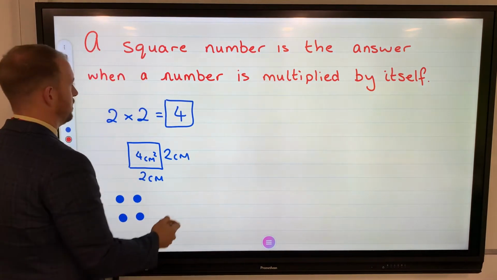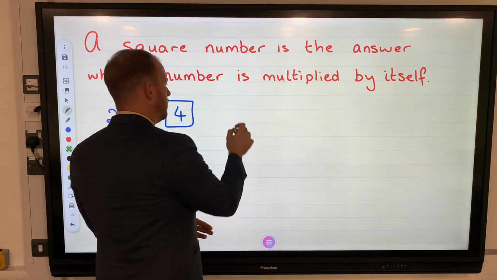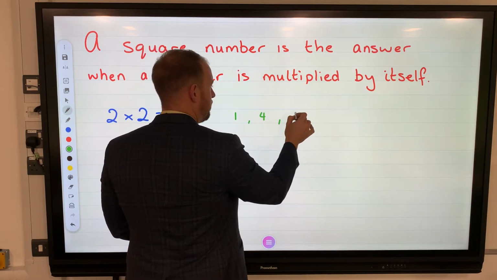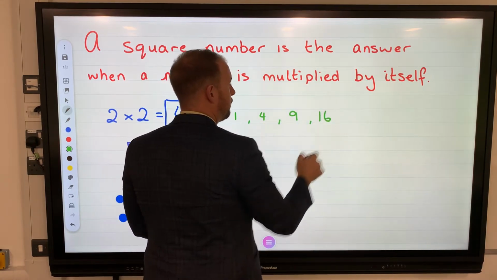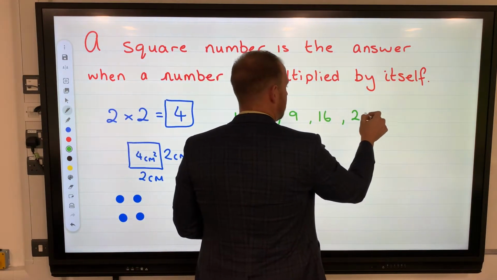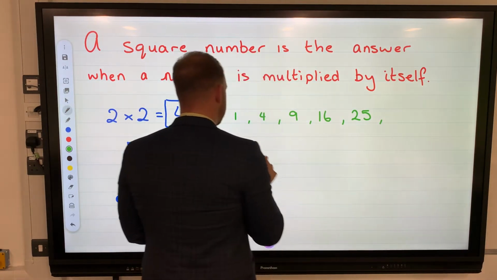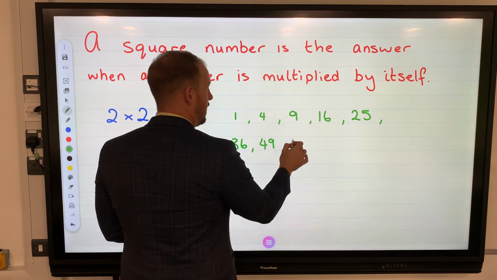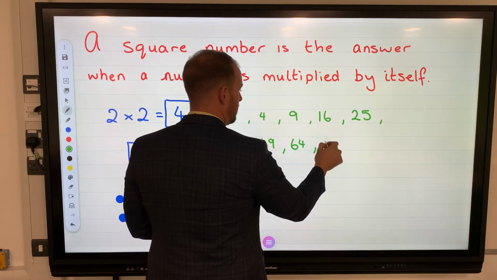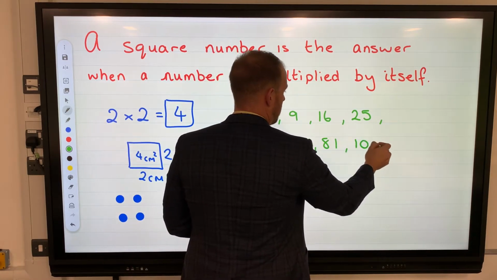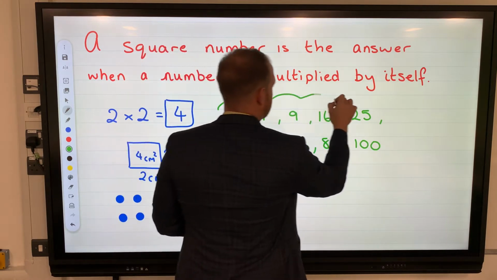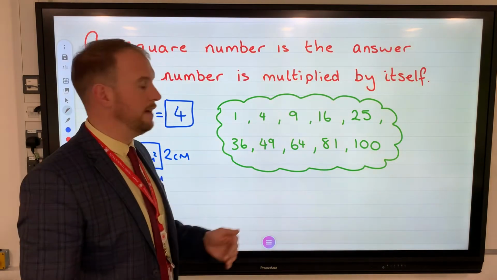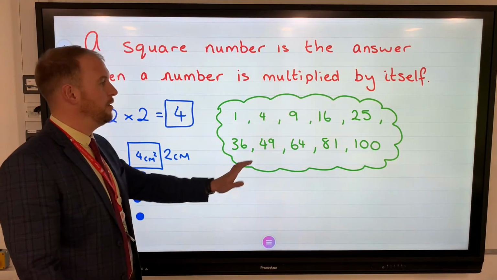So following this pattern, 1 times 1 is 1. 2 times 2 is 4. 3 3s are 9. 4 4s are 16. 5 times 5 is 25. 6 times 6 is 36. 7 7s are 49. 8 8s are 64. 9 9s are 81. 10 10s are 100. Now, as I said, these are very special numbers. You will come across these more and more at GCSE level as well, but you need to know them.